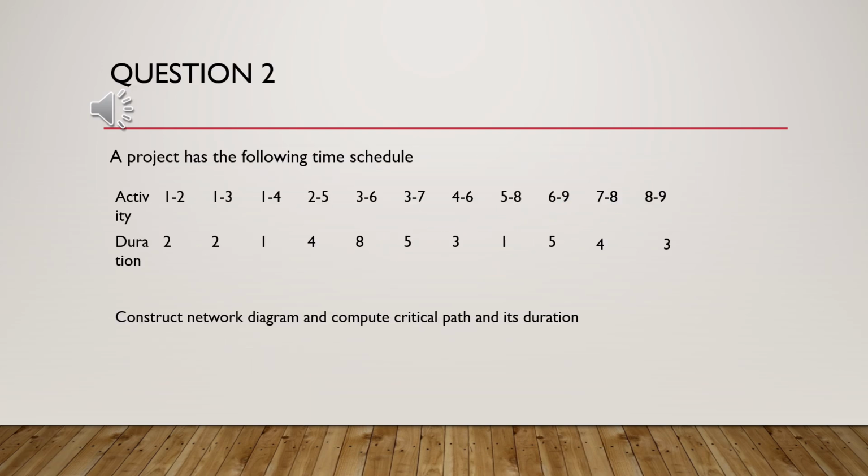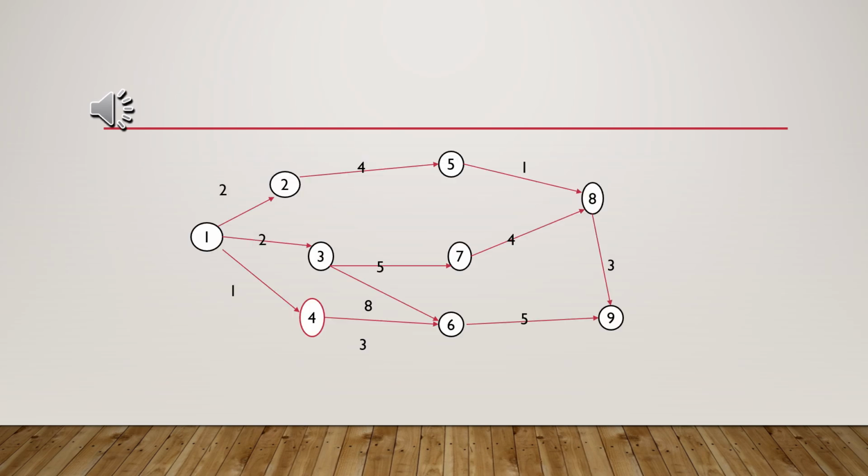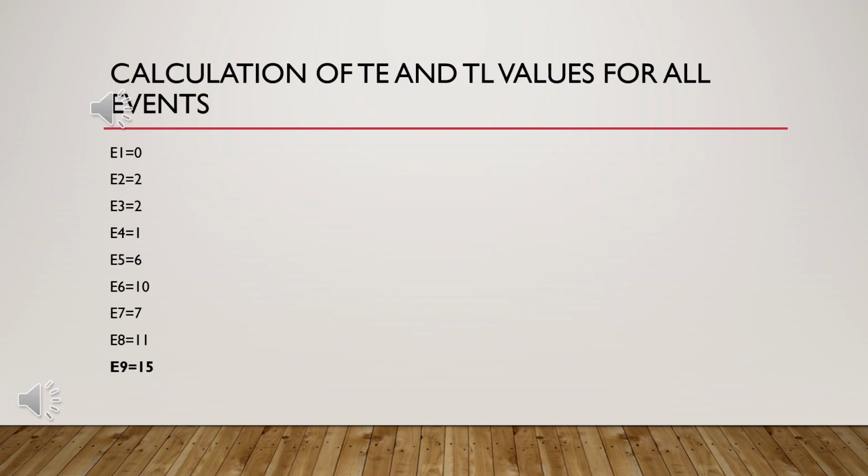Construct the network diagram and compute the critical path and its duration. E1 equals 0. E2 equals 2. E3 equals 2. E4 equals 1. E5 equals 6. E6 equals 10. E7 equals 7. E8 equals 11.